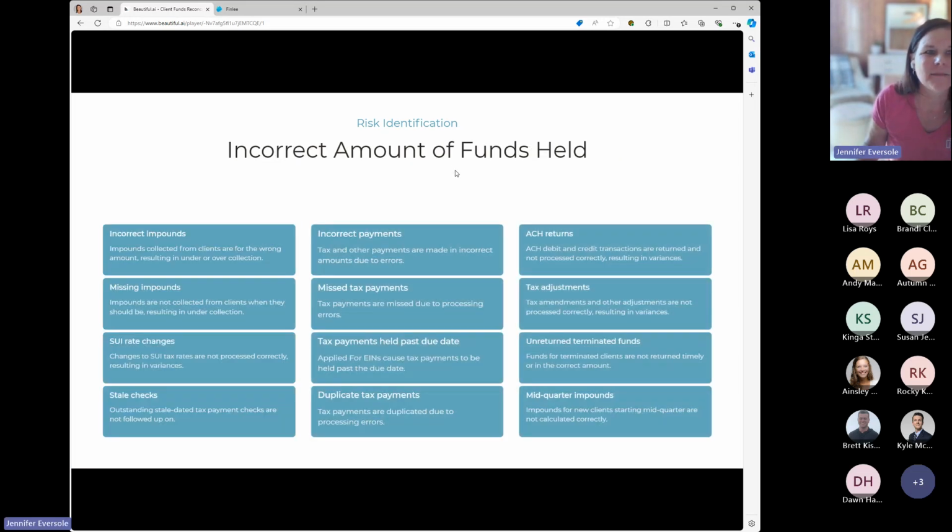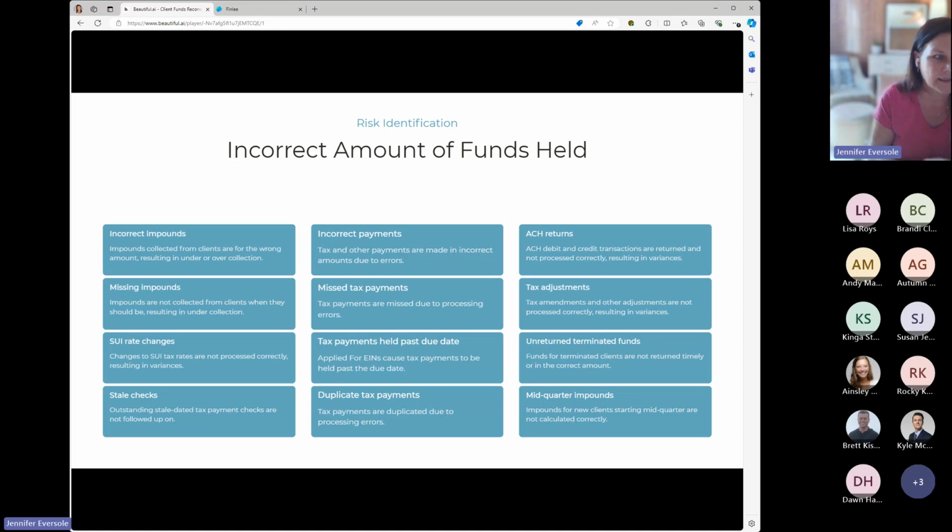Next is incorrect amount of funds held. All these things we were talking about, human error, files that didn't go, but there are also all of these things that lead to incorrect amounts of funds being held. So your impound was incorrect. It's a batch 2 negative, where you're not going to refund the money. All the payroll systems work differently, but you're not going to refund the money because you're going to reduce a future tax deposit. But I'll just flip through these really quickly.